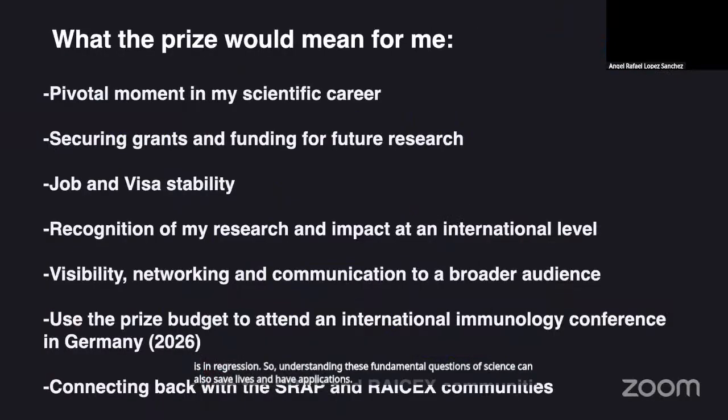My last cheeky slide is a bit of why I think this prize would be important for me. I've just finished my PhD, and obviously for most of us, stability and security in terms of jobs and funding is very important, also for visa. I think bringing visibility to fundamental science and the science that Spanish researchers do is very important, even within my institute. I've received a lot of support to be here today. I already have a plan on what I'll use the money for, and it's a conference next year.